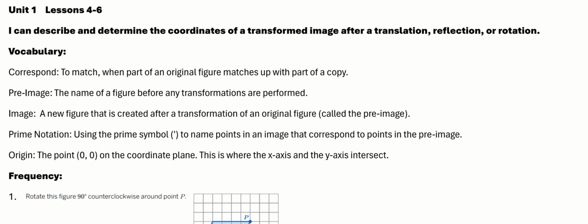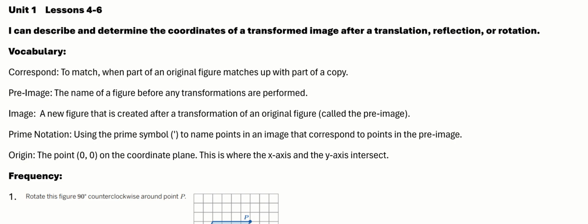Hola, mi clase. We are going to do our notes for lessons 4 through 6 of Unit 1. It's where I can describe and determine the coordinates of a transformed image after a translation, reflection, or rotation. So lift up that flap. Let's get these vocab terms written down.